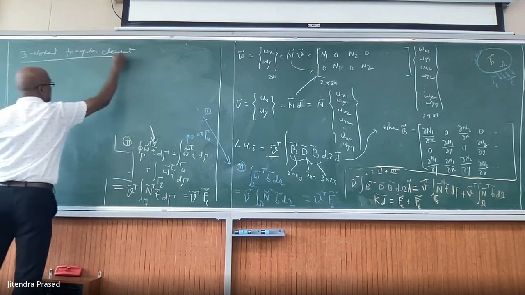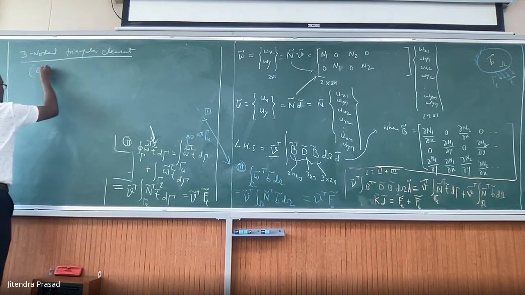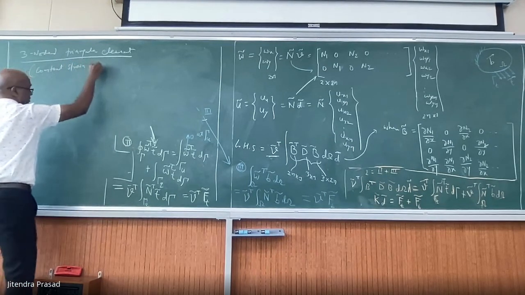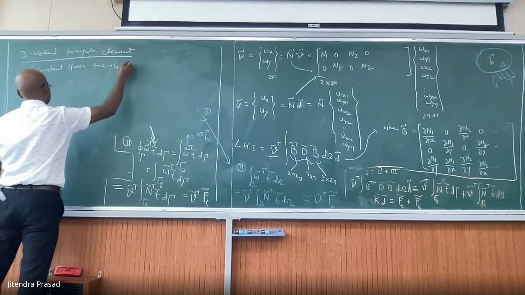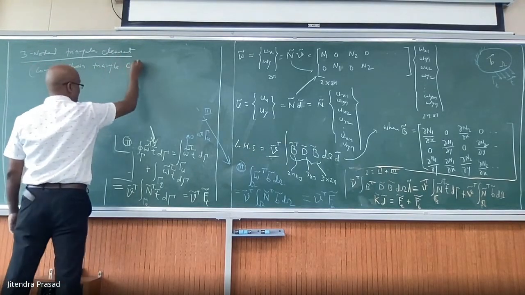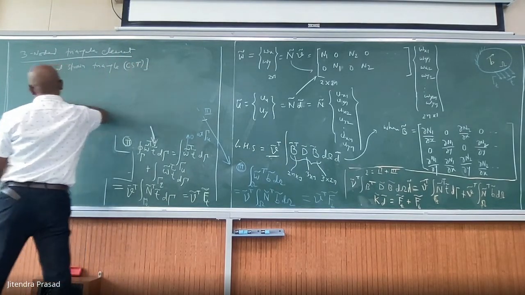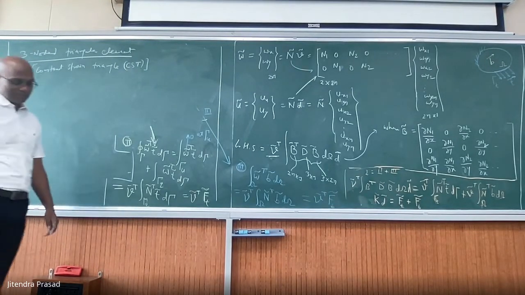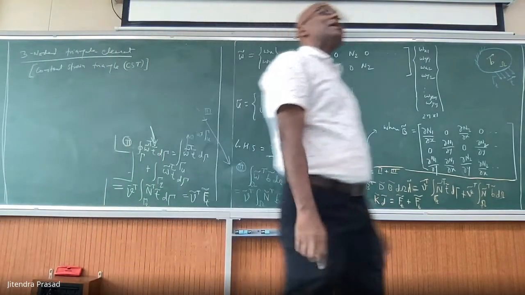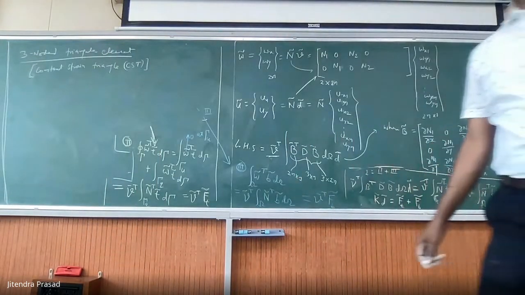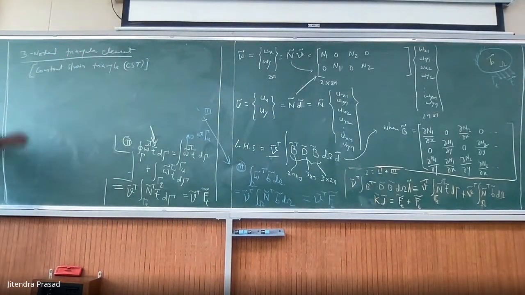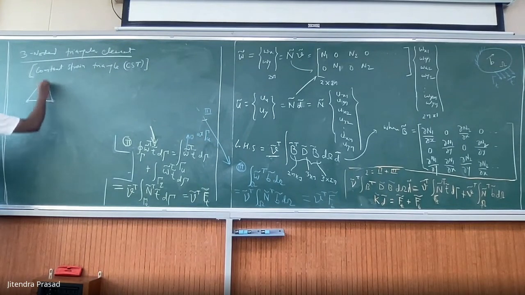It's also called the constant strain triangle, CST, in contrast to LST, which is the linear strain triangle, that we will see later on. But this is just a three noded element, the constant strain triangle.